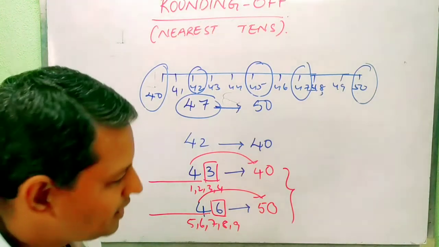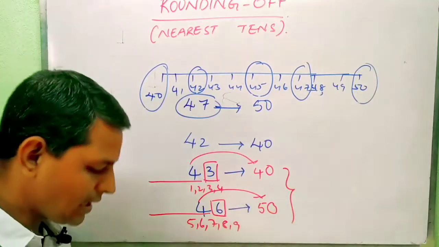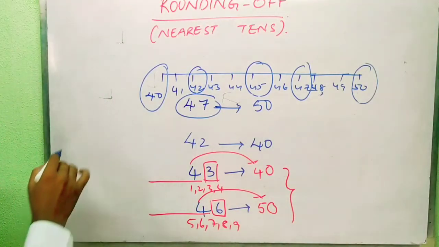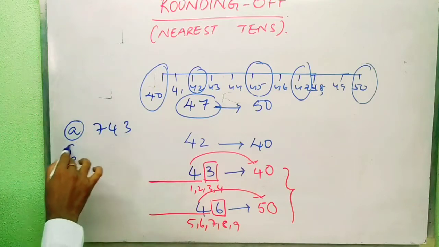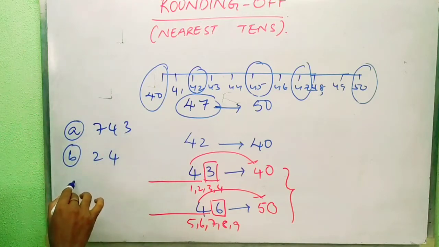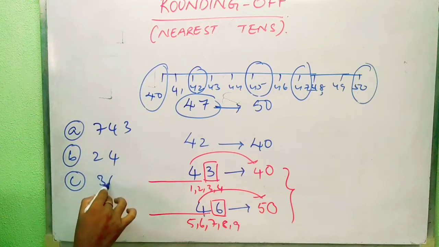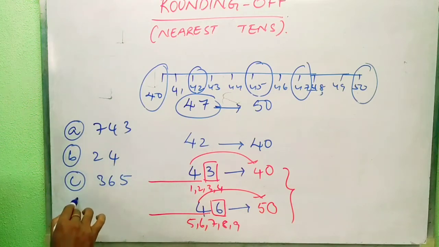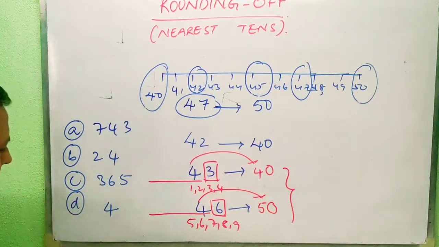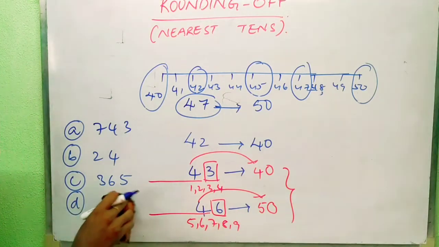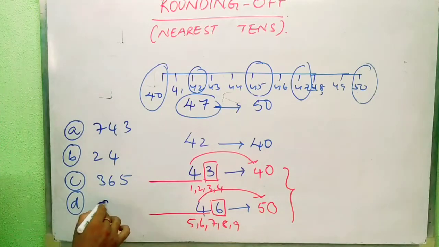Now let us see a few more examples. Here I am writing a few more examples. The first one is 743. The second one is 224. The third one is 365. And the fourth one is 92.